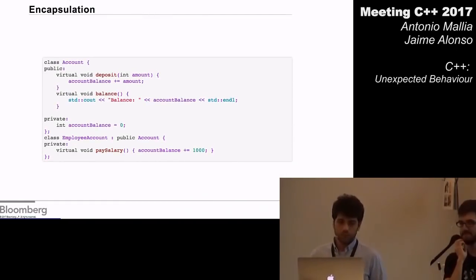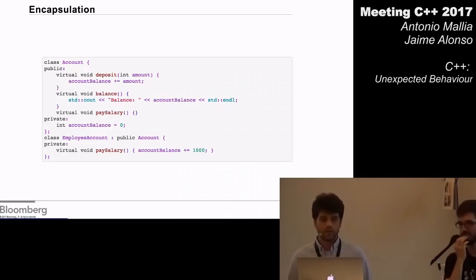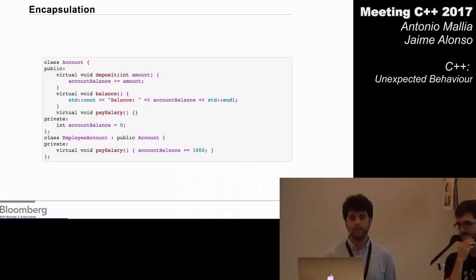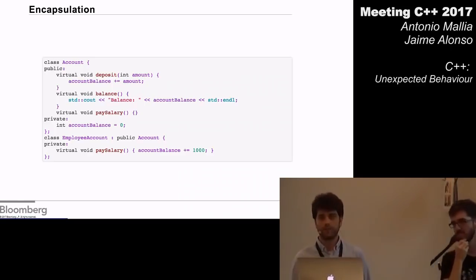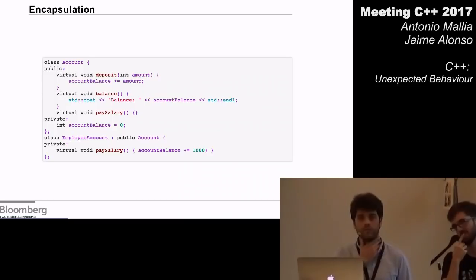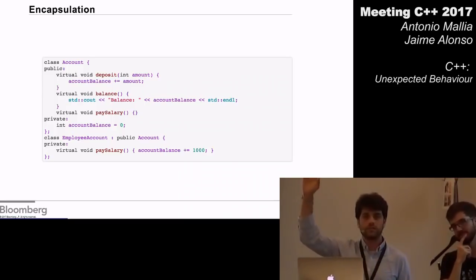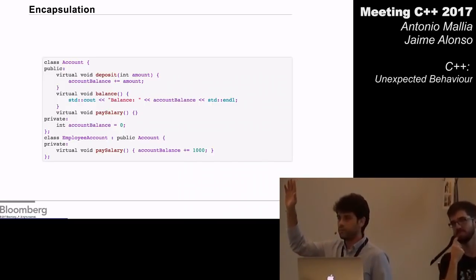So what happens if the base class at some point starts having a pay salary method, which is, on the other end, public? Is this code going to compile? Yes? No? Let's see who says yes. So this code compiles. You sure?